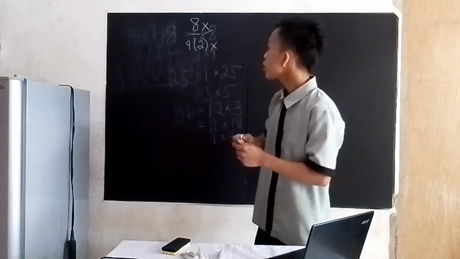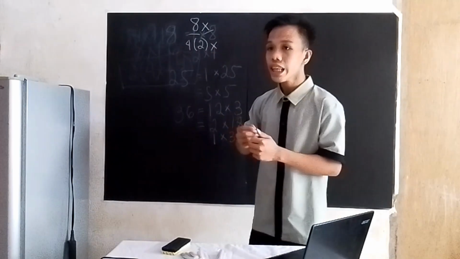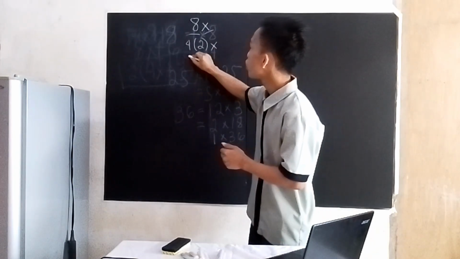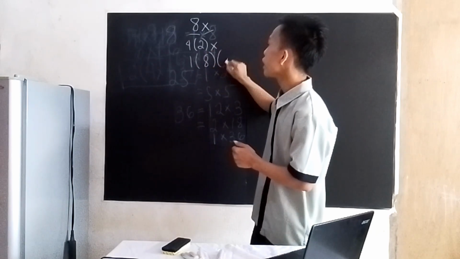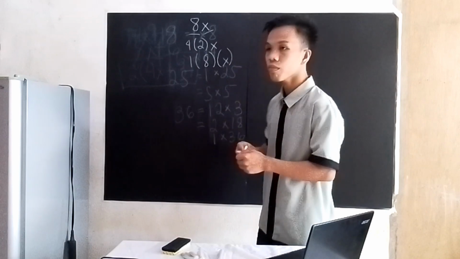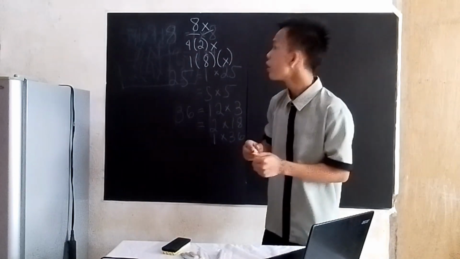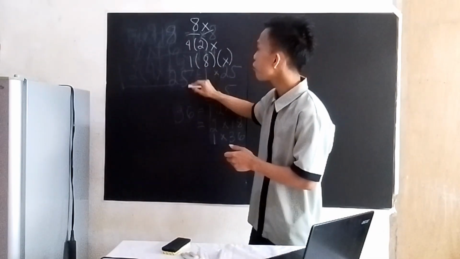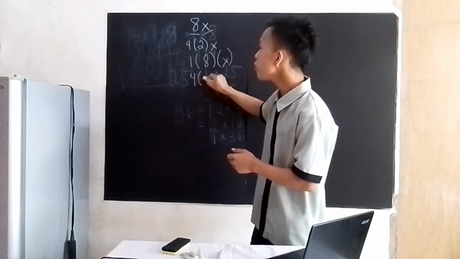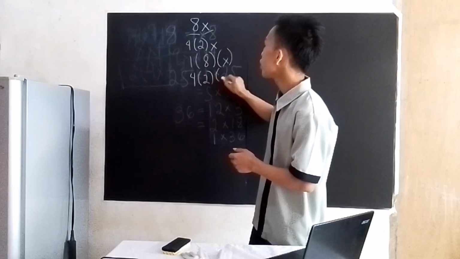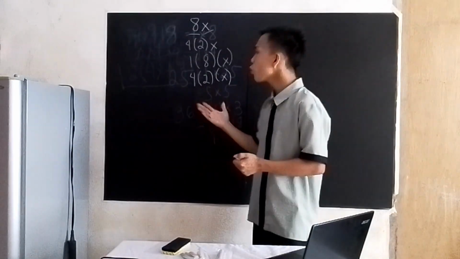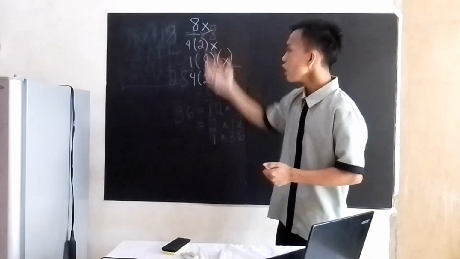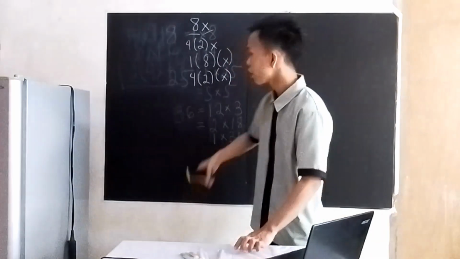Therefore, the factors of 8x can be 1 multiplied by 8 multiplied by x. And another can be 4 times 2 times x. So that is what we mean when we hear factoring.